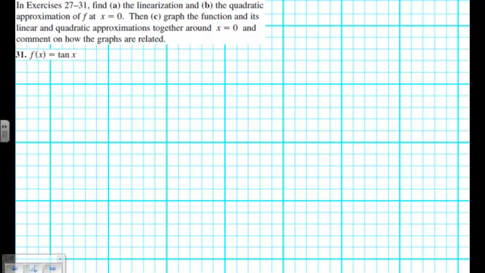Okay, so here's problem number 31. Let's remind ourselves, what do we mean by linearization?